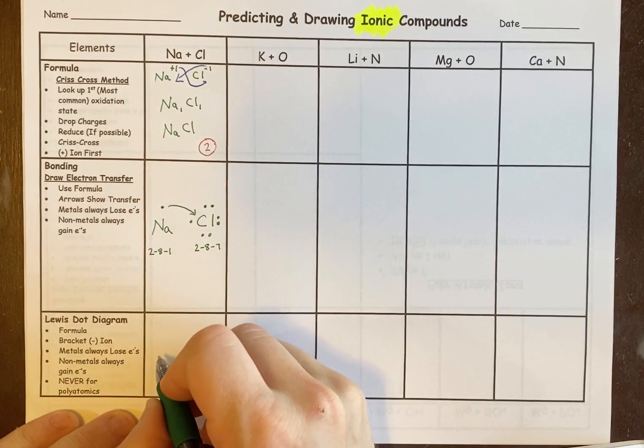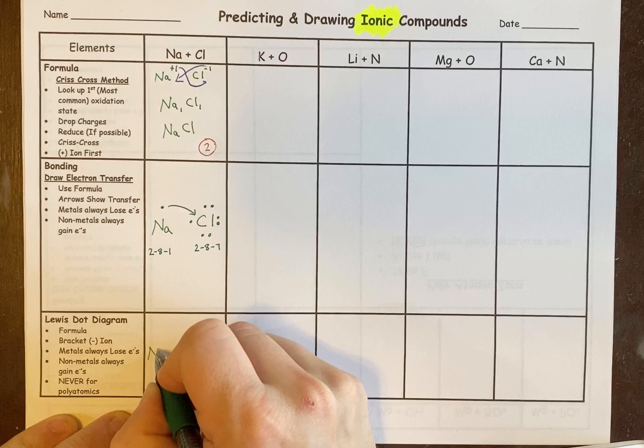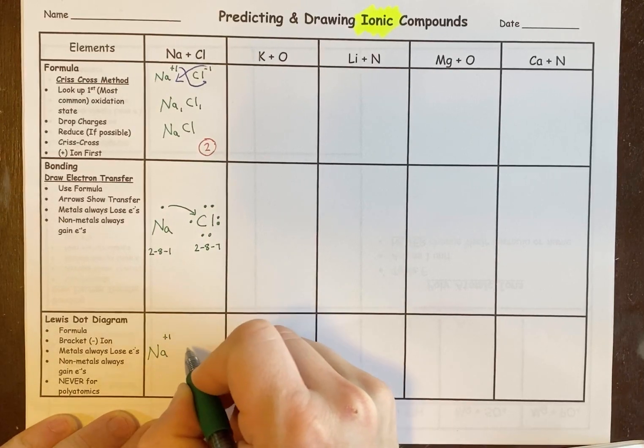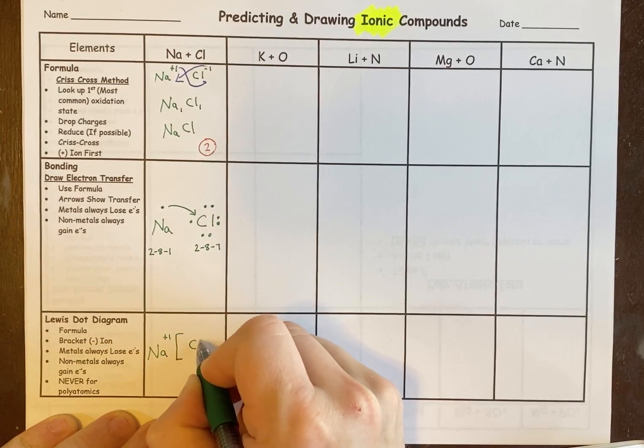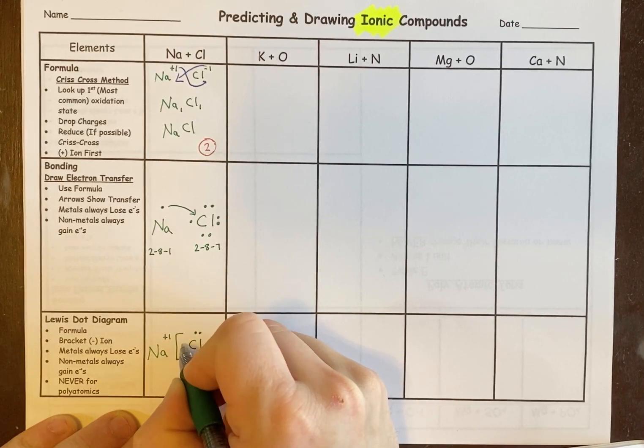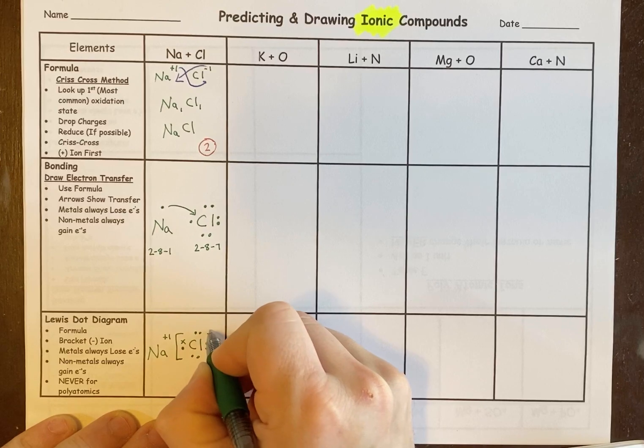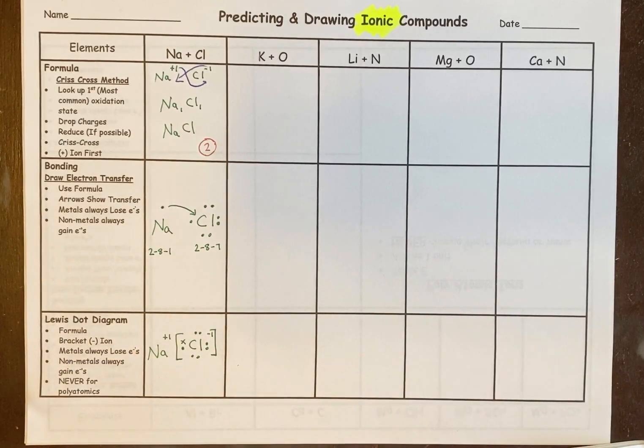And then the Lewis dot is going to look like this. Na is going to be +1. Chlorine will be in brackets. It'll have 8 dots around it. I'll use an X to represent the extra electron. You don't have to, it can be a dot as well. And we're done. Now, this is something that you've already done. This was the review, the warm-up. We've definitely done this before.